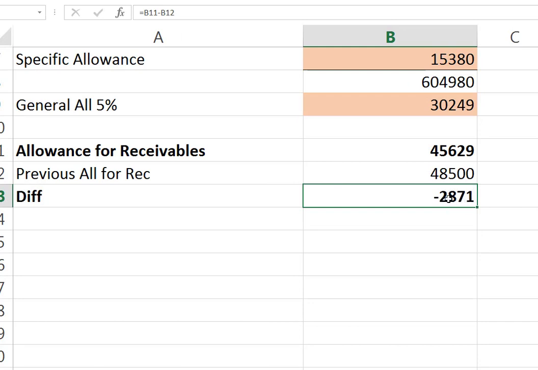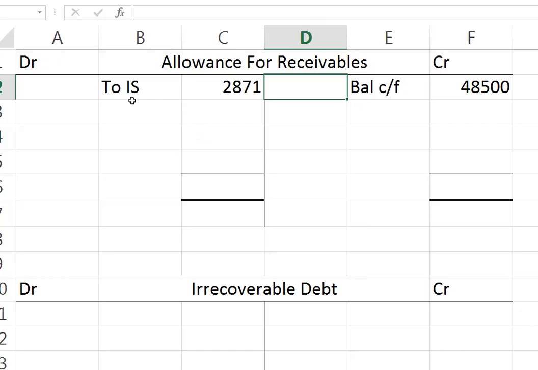That's reducing. So my allowance for receivables at the end of this year is going to be less than it was at the beginning of the year, so I'm reducing that expense. Okay, an expense would be a debit, reducing an expense would be a credit. So in the T account, if we were looking at the expense account, it would be credit the expense, and it would be debit the allowance for receivables. Okay, so there we go.